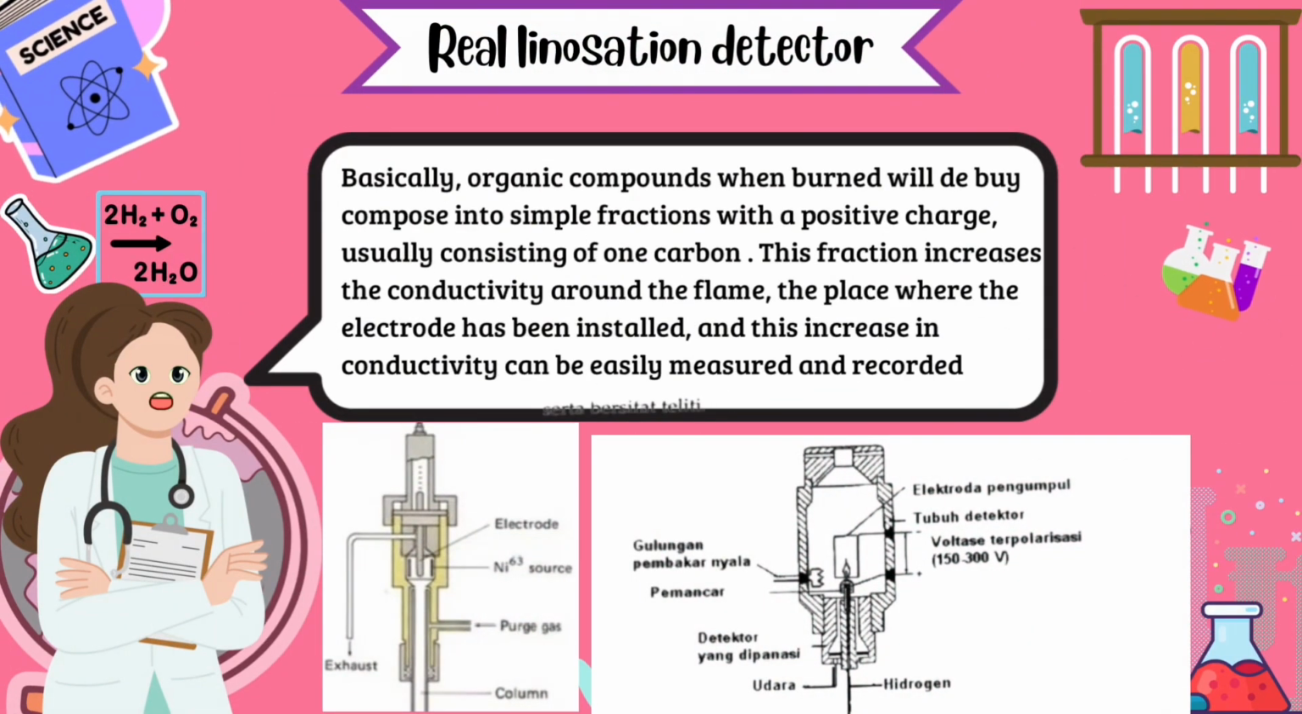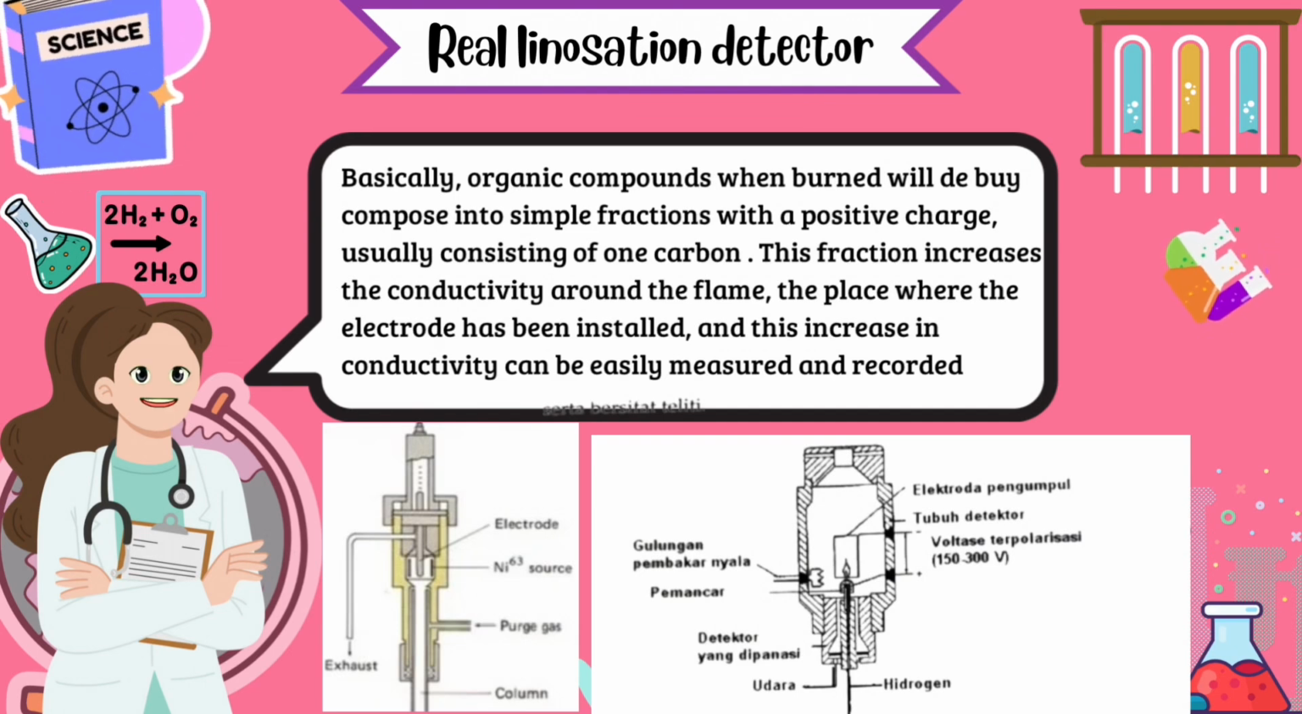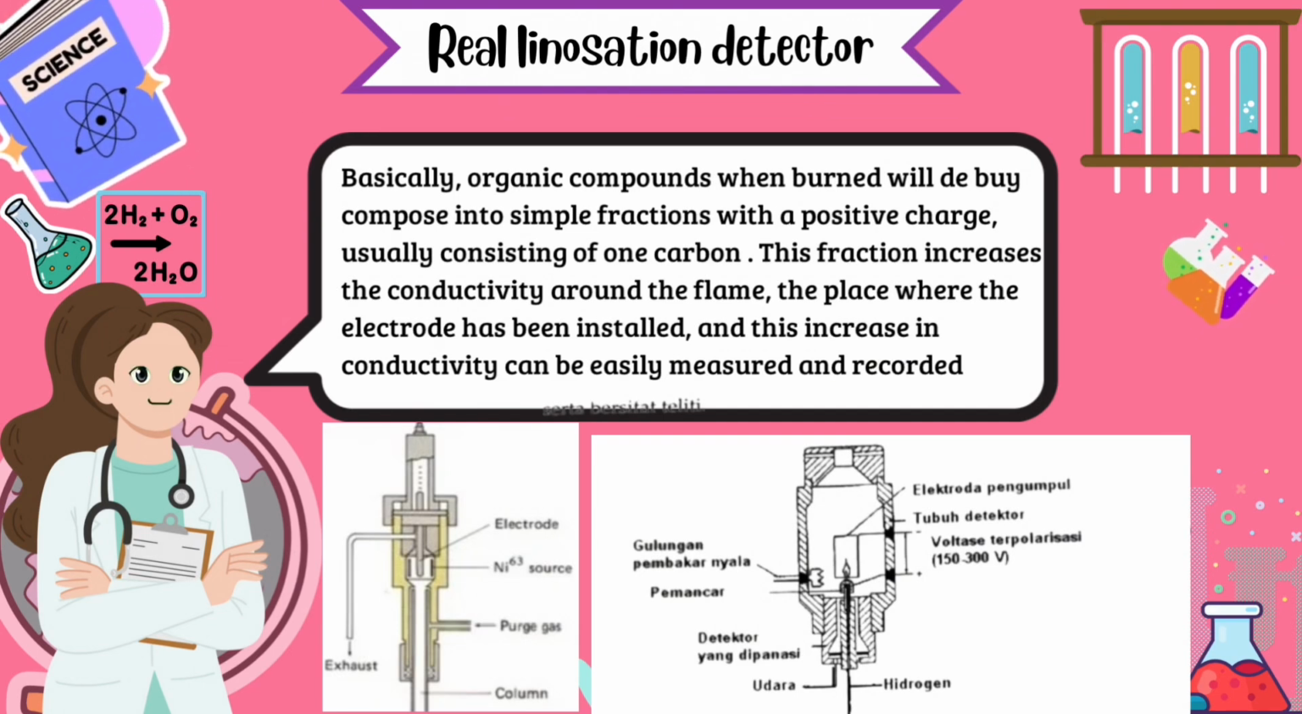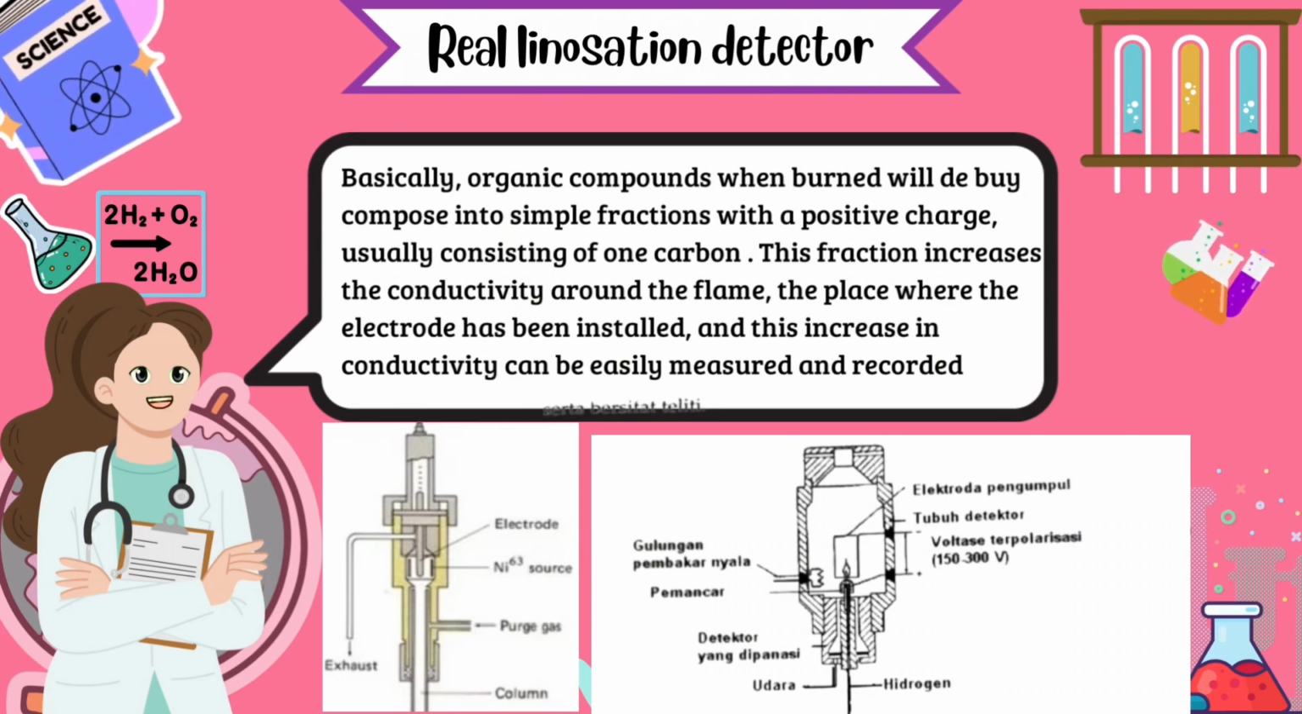Basically, organic compounds, when burned, will decompose into simple fractions with a positive charge, usually consisting of one carbon, CHO+. This fraction increases the conductivity around the flame, the place where the electrode has been installed, and this increase in conductivity can be easily measured and recorded.